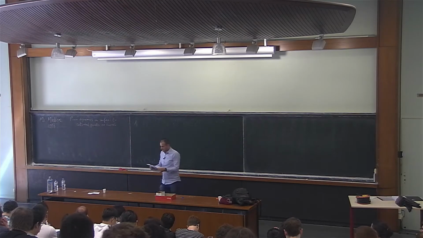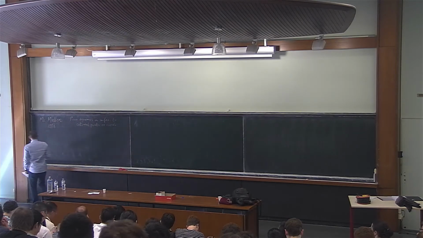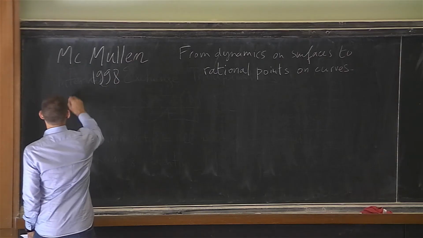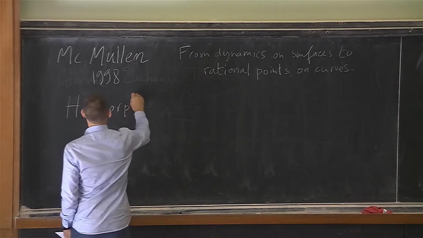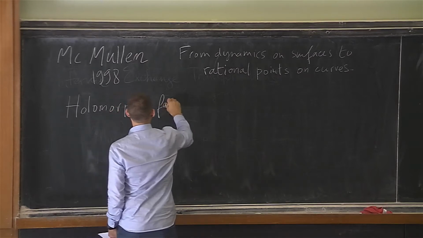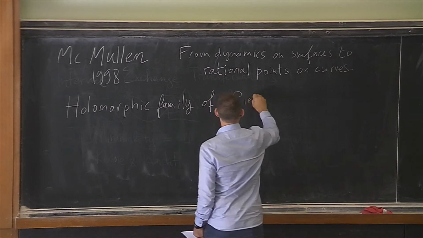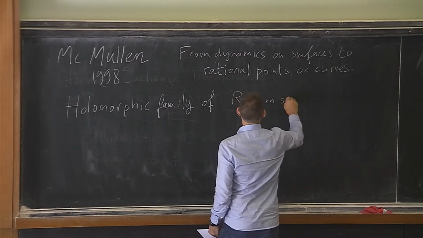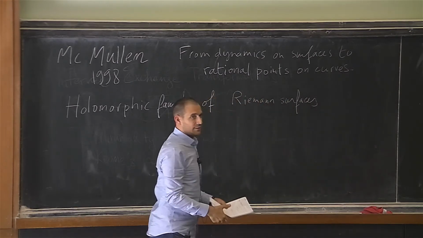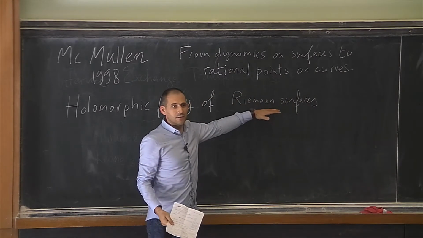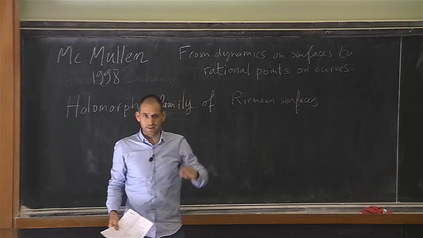But in fact, the subject is the following. What is the definition of a holomorphic family of Riemann surfaces? In this course, these Riemann surfaces are going to be compact, or eventually of finite type, namely compact Riemann surfaces minus a finite number of points.